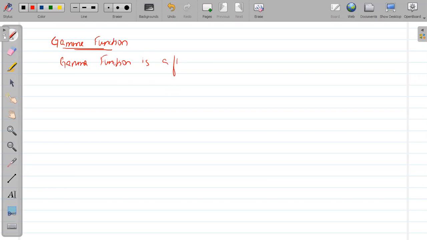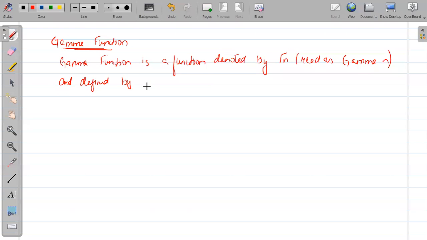It is a function denoted by gamma n. This symbol you will be reading as gamma n. The symbol is gamma only, okay? The name of the function is also gamma, and the symbol name is also gamma. And it is defined by a definite integral as gamma n equals the integral from 0 to infinity of e to the power minus x, x to the power n minus 1 dx.